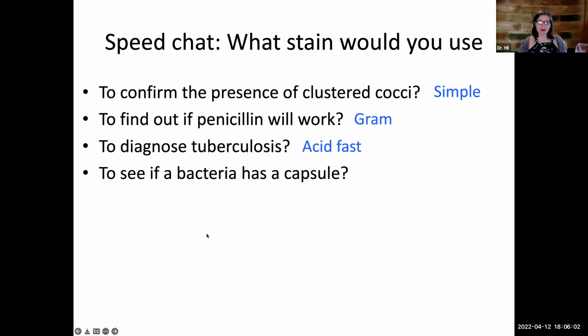All right, now we're dealing with this situation where we want to know if a bacteria has a capsule or does not have a capsule. What would be a good stain for that?